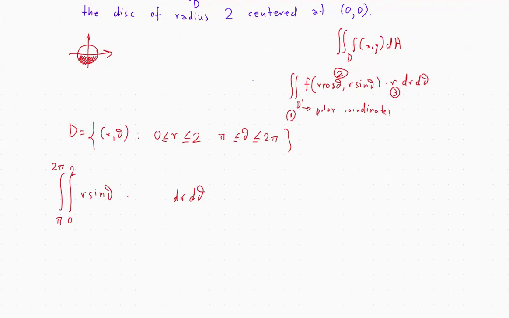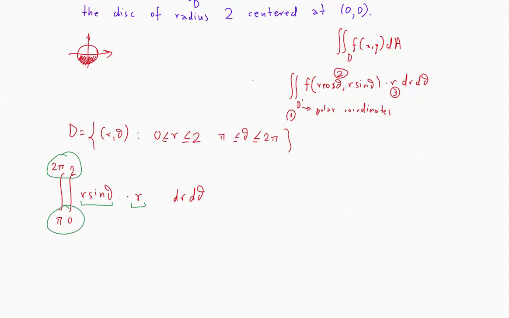Okay, so let's take a look at them again. The first step is to come up with the endpoints of integration. The second step is to come up with the correct integrand. And the third step is to multiply by the Jacobian. Now, we can continue with our computation. And let's integrate first with respect to r.